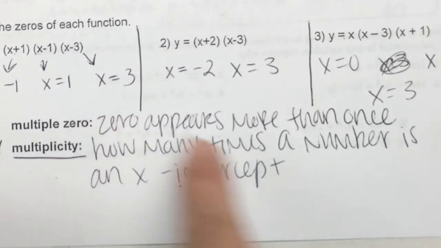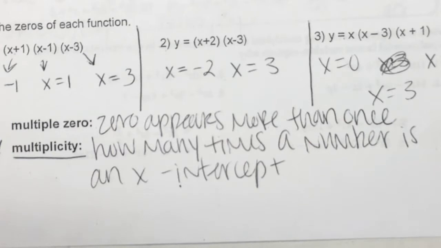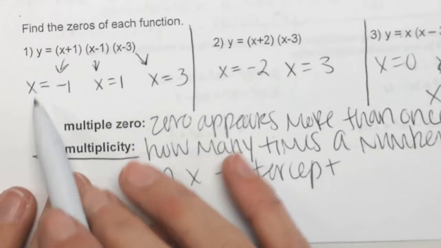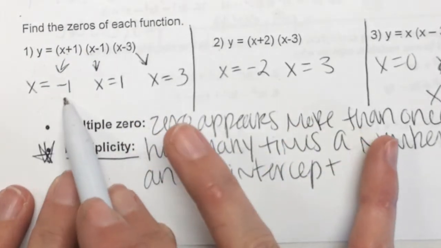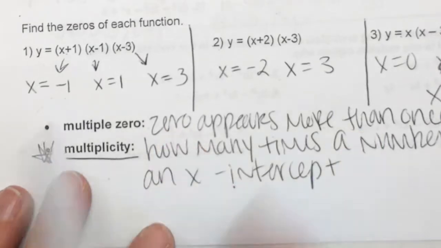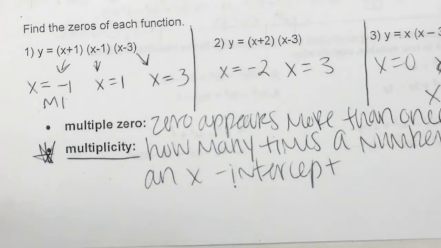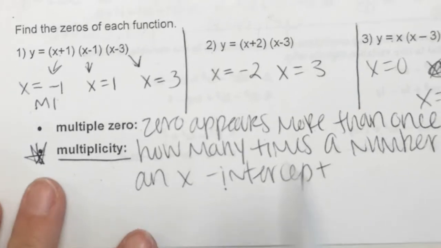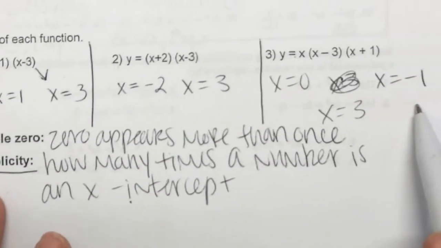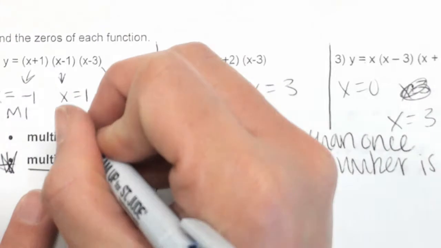Which has to do with how many times it appears. So for this first one, the multiplicity of -1, how many times did it appear when we solved for it? Just once. So the multiplicity is 1. When you list the multiplicity, I'm not going to make you write multiplicity equals 1, just write M1. What would the multiplicity be for all of these? 1, because it only appeared once.